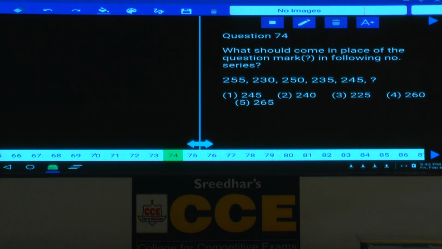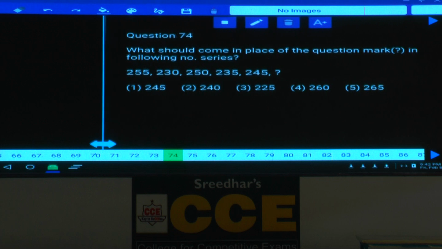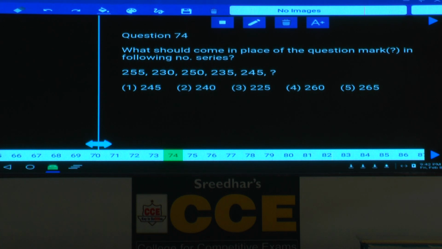Now question number 74: 255, 230, 250 and so on. If you observe here, the numbers are increasing and decreasing, isn't it? Whenever the numbers are increasing and decreasing, you should always go for alternate series. Then what is the alternate series here?